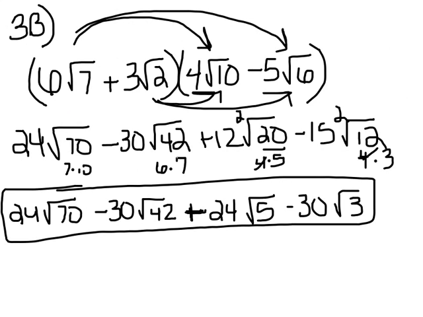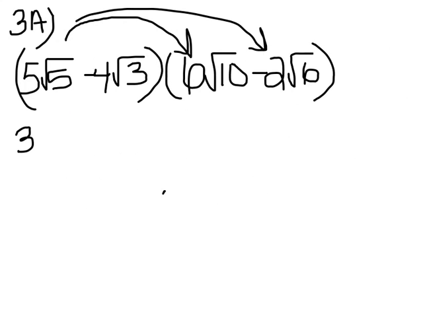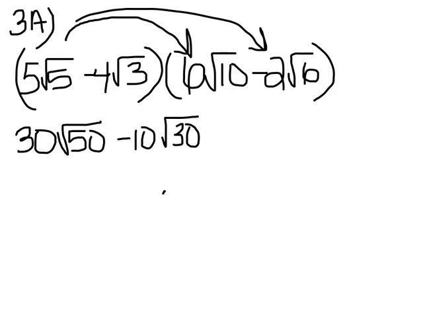is this expression. In example 3, we'll be multiplying radical expressions using the distributive property again. And remember that this is a three-step process. We'll be multiplying, then we'll be simplifying each term, and then we'll be combining our like terms. When we multiply 5 radical 5 times 6 radical 10, we'll be multiplying the outside numbers, so 5 times 6 is 30, and then the inside numbers, 5 times 10 is 50. 5 radical 5 times 2 radical 6, 5 times 2 is negative 10, 5 times 6 gives us radical 30.